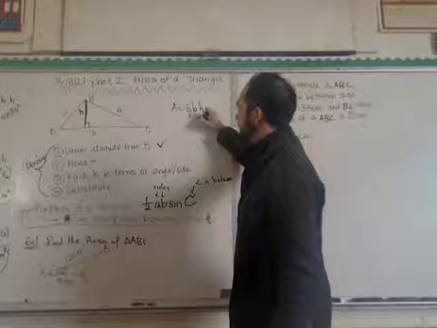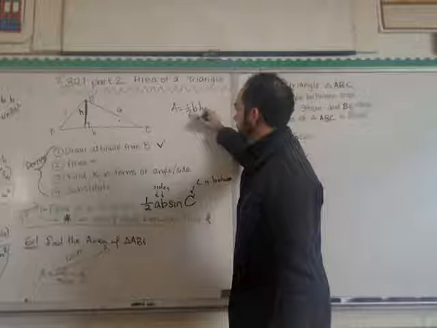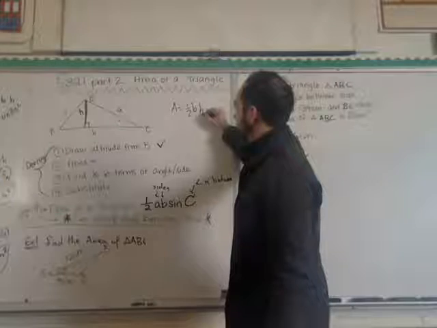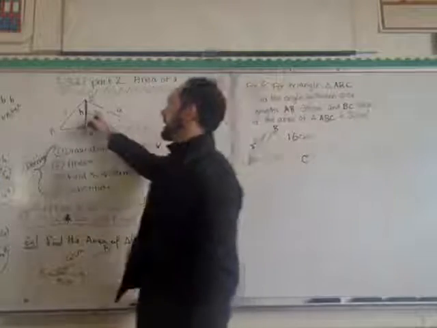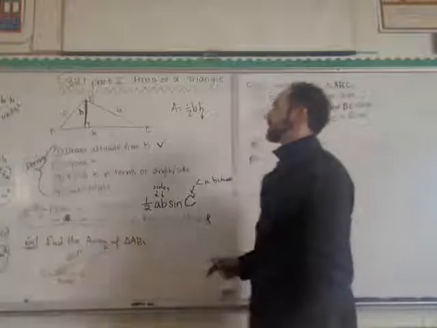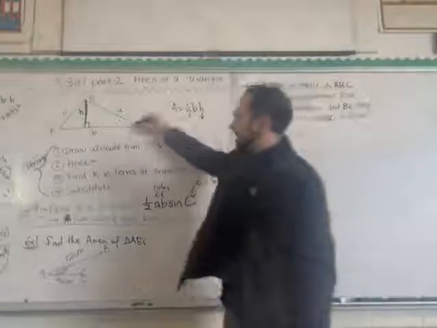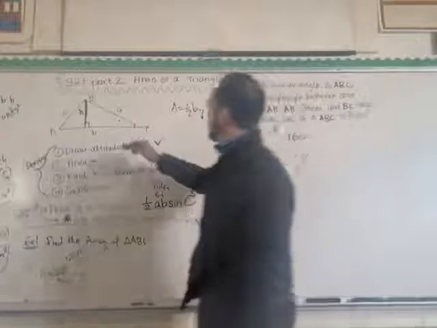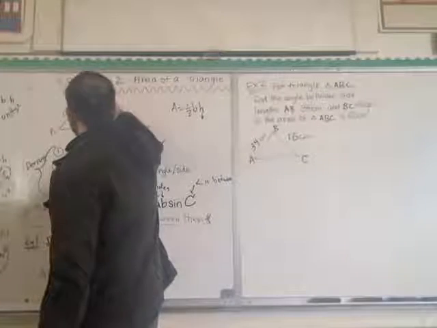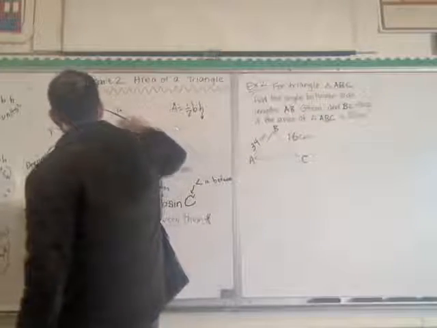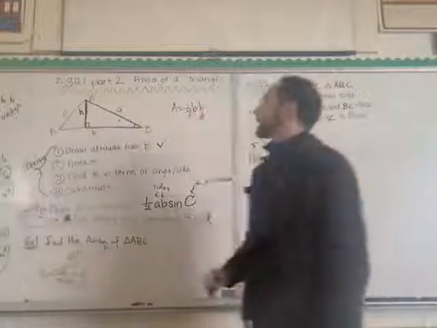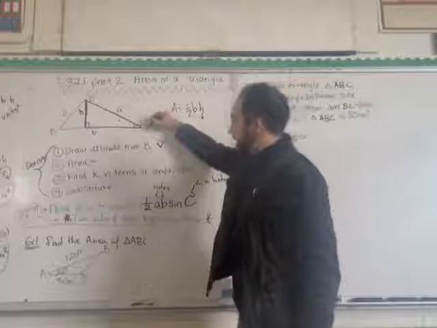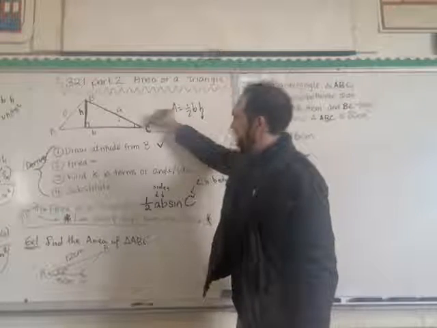How are we going to find side H from this triangle? In reference to this angle, what would I use to find the height right here? I'm just looking at this angle, this triangle right here. How could I find the height if I knew what this C angle was?